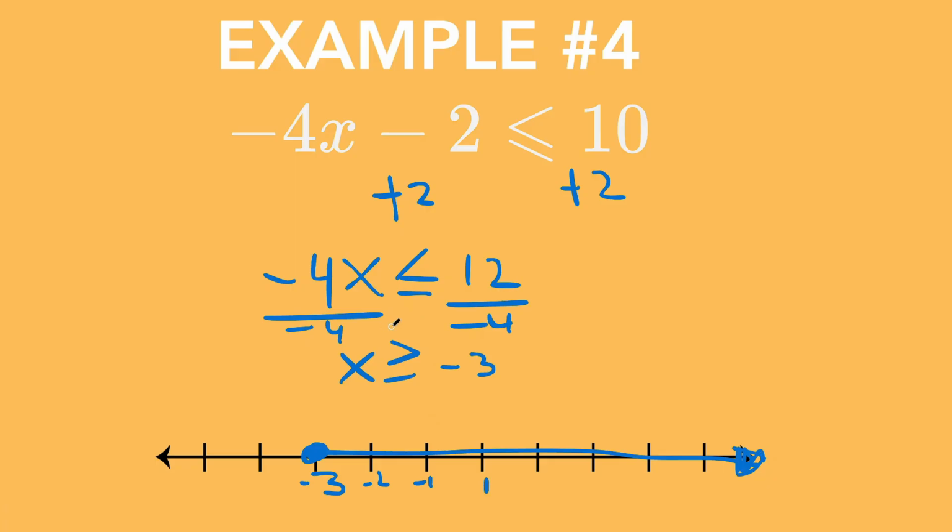And now let's clarify some things. Whenever we're dividing by a negative, if we have a less than or equal to, that'll turn into a greater than or equal to. And if we just have a regular less than, and we're dividing by a negative, that'll just turn into a greater than.